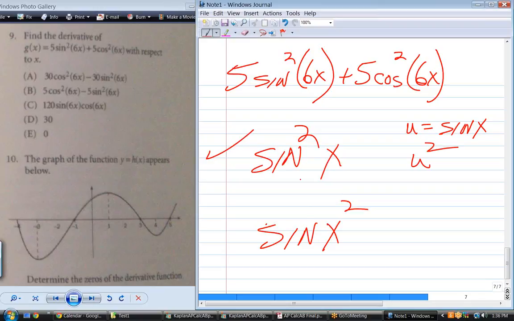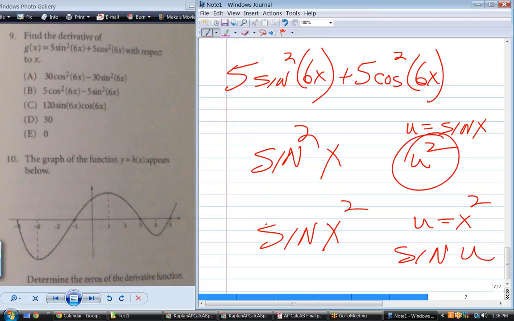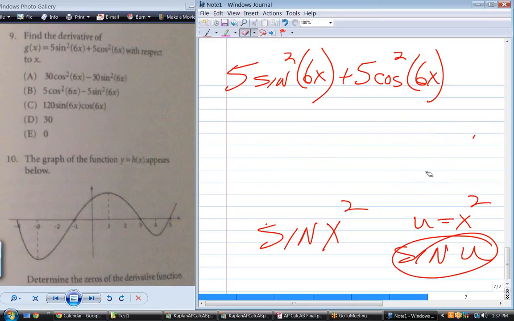Okay. In the bottom one, what's the inside? X squared. Right. So I would let u equal x squared, and then I would have the sine of u. And the thing is, I know how to differentiate that, and I know how to differentiate that. So you just have to figure out what the inside is. Well, we've got a couple of insides up in this problem. We have the inside that's sine of 6x, and then we have the inside of that inside, which is 6x. So we're going to have to apply the chain rule twice here.